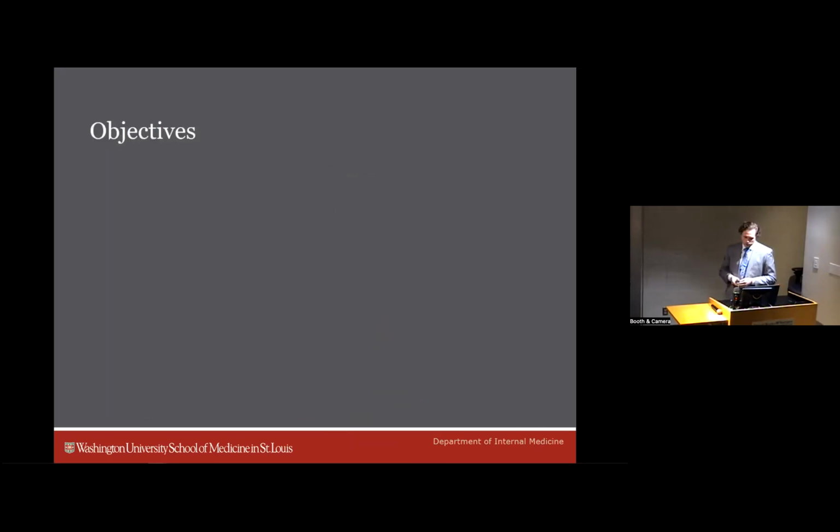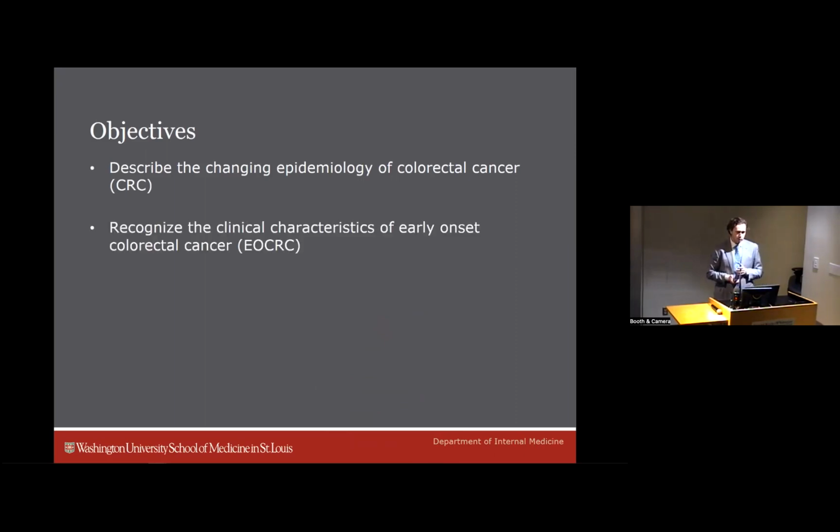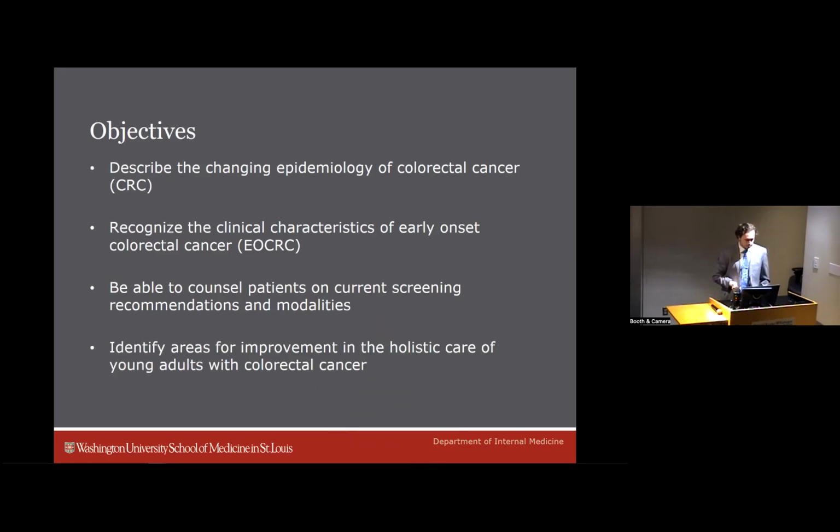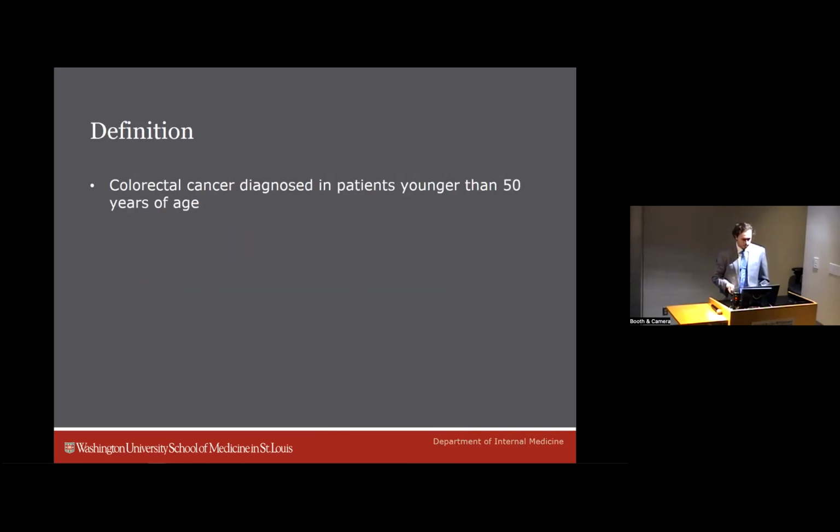So briefly, some objectives before we get into it. Hopefully we'll be able to describe the changing epidemiology of colorectal cancer. Hopefully we can recognize the clinical characteristics unique to early onset colorectal cancer and compare it to late onset. Hopefully we'll be able to better counsel our patients on the appropriate screening recommendations and modalities available to them. And lastly, I'd like to identify a few areas for improvement in the holistic care of young adults with colorectal cancer and young adults with malignancy in general.